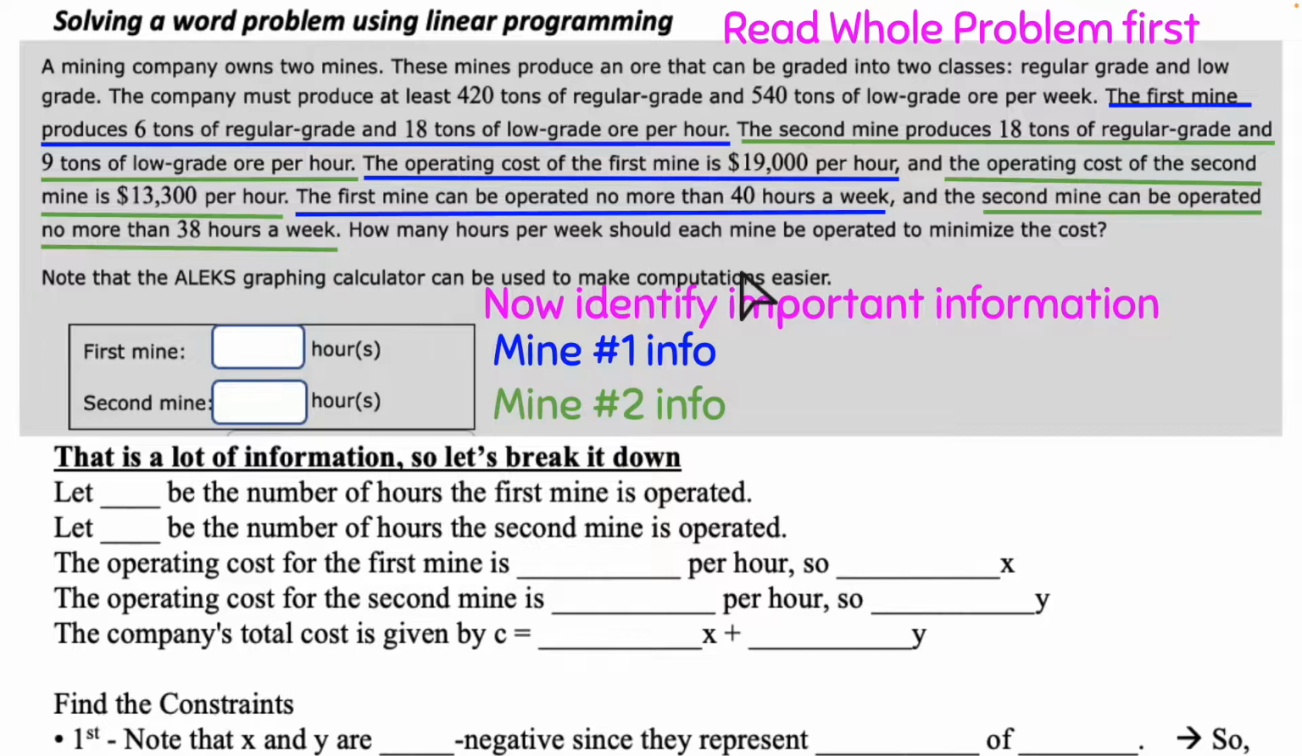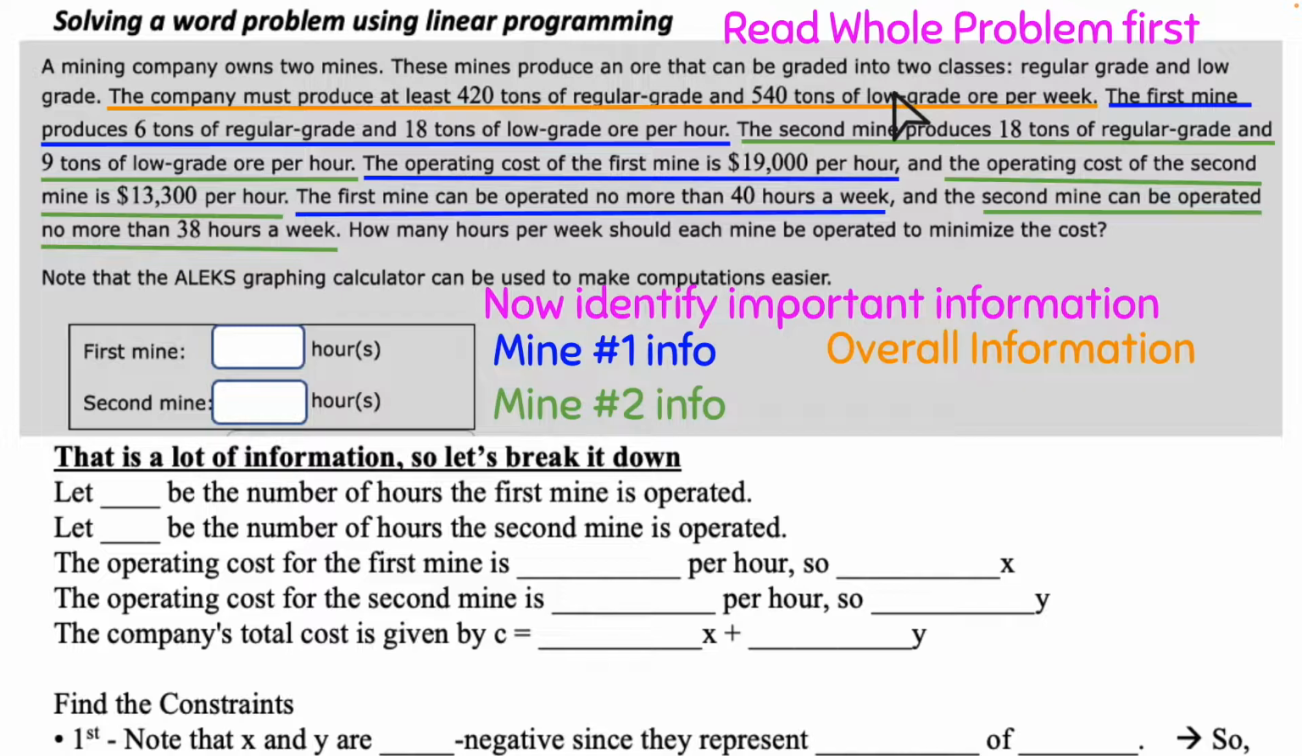So overall information, we do have some information that's just for both. So that would be coming back up here. This company must produce at least 420 tons of regular grade and 450 tons of low grade ore per week. So that's just overall information. It's not necessarily specific to either one.